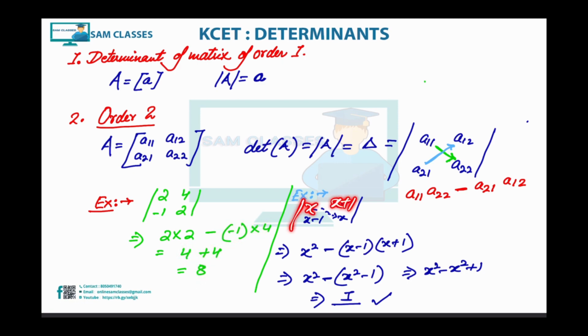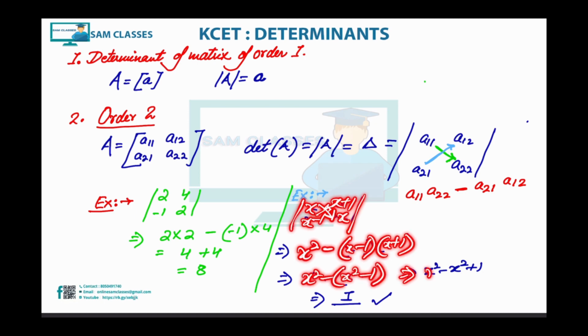Let's see here also. We have x, x plus 1, x minus 1 and x. So first we will multiply these two. So x into x is x square, minus these two, x minus 1 into x plus 1. So that we will get x square minus 1. So that is equal to x square minus x square plus 1. So that is equal to 1.